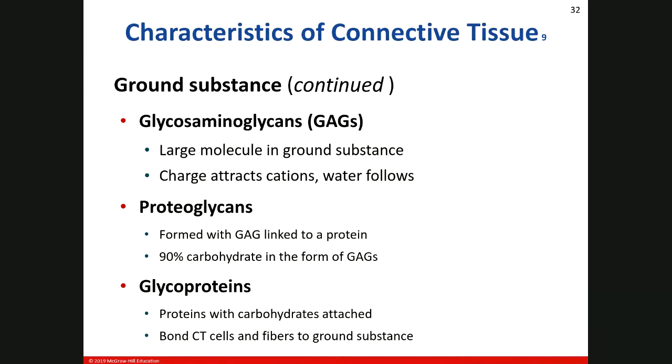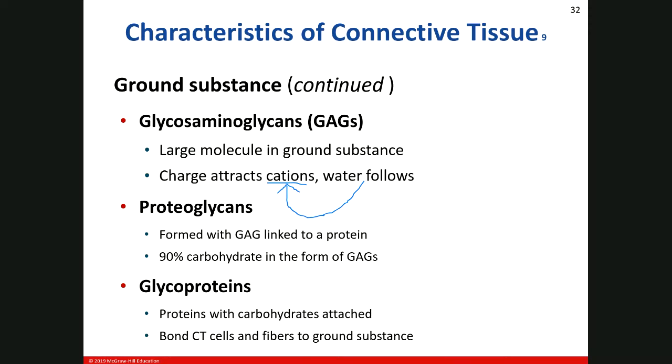If you want the skinny of it, ground substance is pretty much water and then large molecules. Some of these molecules are listed here. The first are what we call GAGs, or glycosaminoglycans. The important thing to know about this type of molecule is that it's a cation. It has a charge to it, and water is drawn to it, hence why ground substance has a large water content. It's a big molecule that sits in the ground substance and attracts water and allows water to follow it in.